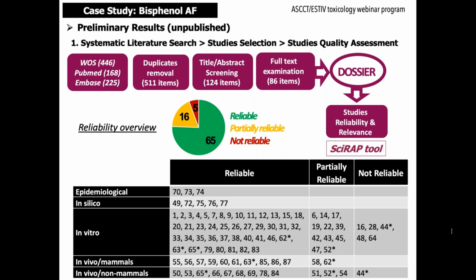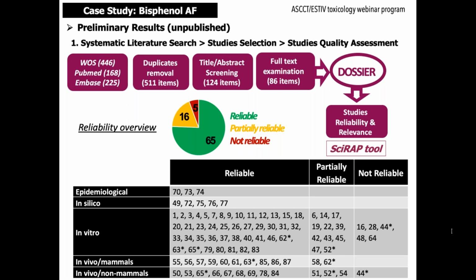So to gather all relevant information, the first step, we used 3 databases, Web of Science, PubMed, and Embase, by a single concept search, which means capturing all the information about the substance in one search by using the chemical name and its synonyms, for example, the CAS number and IUPAC name. And we got 511 items after duplicates removal that were screened by title and abstract, obtaining 124 studies. And then in the full text examination, we finally arrived at 86 studies, which built our dossier.